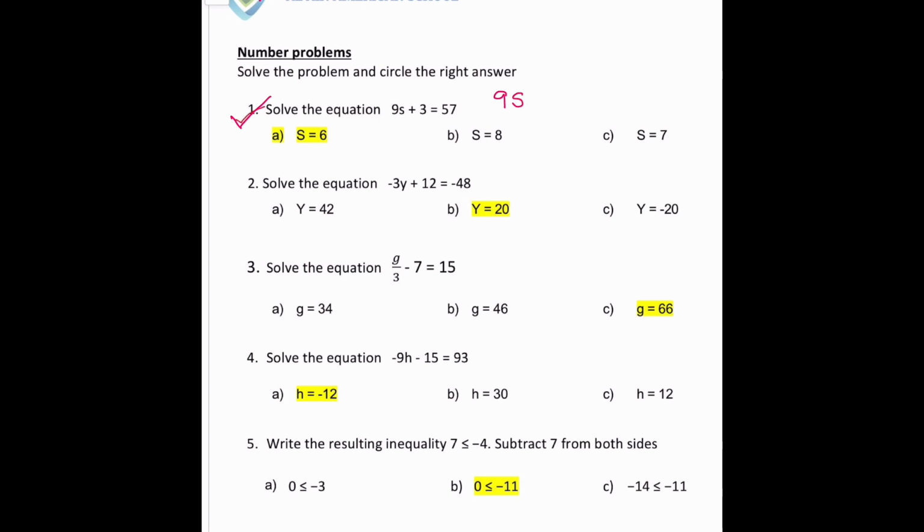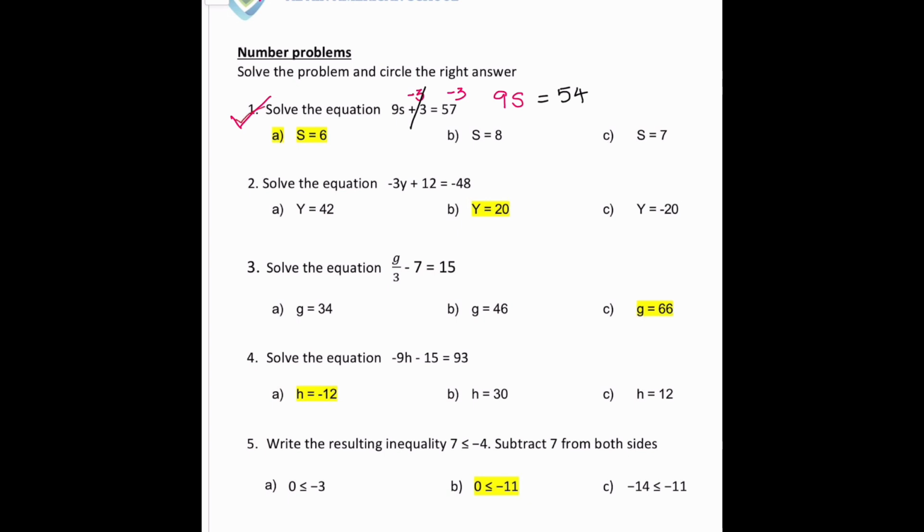9s, you have a positive 3 here, so I can write a negative 3 here and a negative 3 here on both sides to cancel off this positive 3. So 9s will be equal to 57 minus 3, which is 54. Okay, so on the left side I have a 9s, but I only need an s.